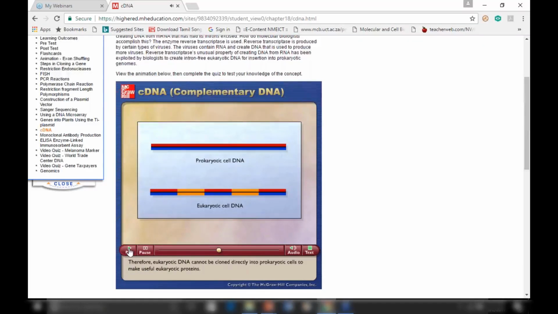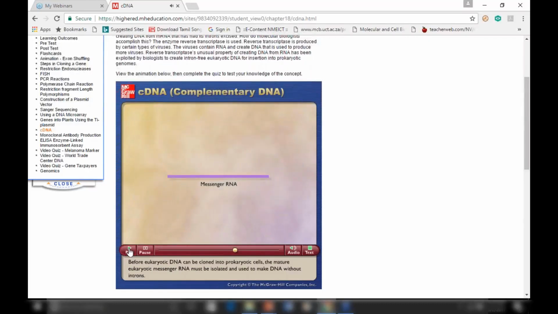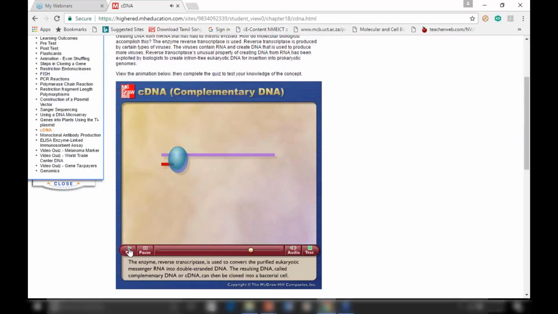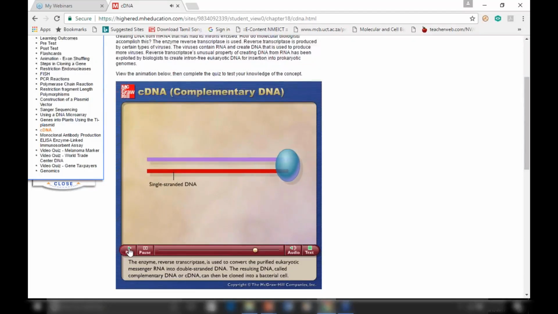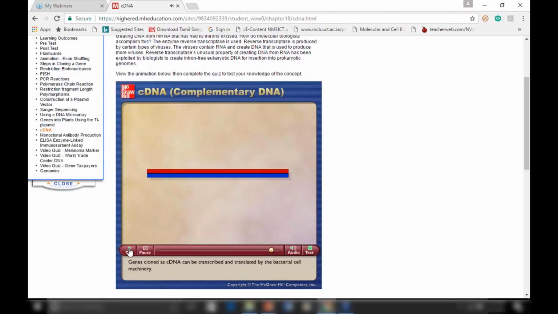Therefore, eukaryotic DNA cannot be cloned directly into prokaryotic cells to make useful eukaryotic proteins. Before eukaryotic DNA can be cloned into prokaryotic cells, the mature eukaryotic messenger RNA must be isolated and used to make DNA without introns. The enzyme reverse transcriptase is used to convert the purified eukaryotic messenger RNA into double-stranded DNA. The resulting DNA, called complementary DNA or cDNA, can then be cloned into a bacterial cell. Genes cloned as cDNA can be transcribed and translated by the bacterial cell machinery.